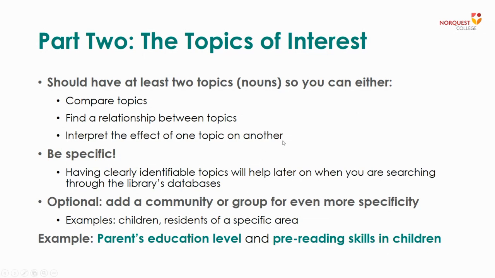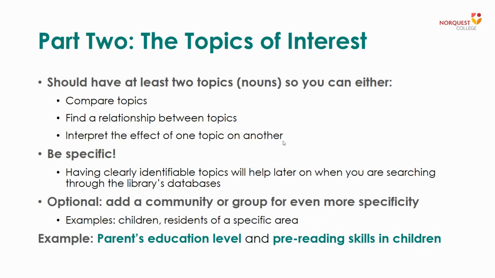An optional piece for your topic is to add some sort of either community or group, if you want to make it even more specific. And the two examples here are children. So the community being like, what kind of people are we focusing on? And then group could be residents of a specific area. So Canada or Alberta or Edmonton. And that's to make your question a little bit more specific.